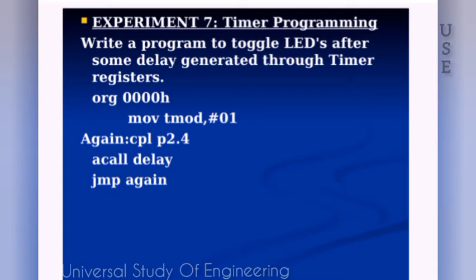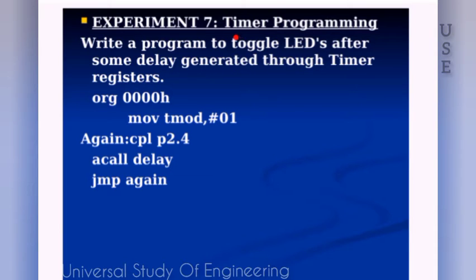This one, I hope it is visible to you, is on the screen. What is it? Toggling LEDs after some delay is generated, right? We have generated this in the second practical also. But here the point is we need to generate a delay with these timer registers. So with these timer registers we are going to generate the delay in practical number 7, and we are going to calculate the delay in practical number 7.